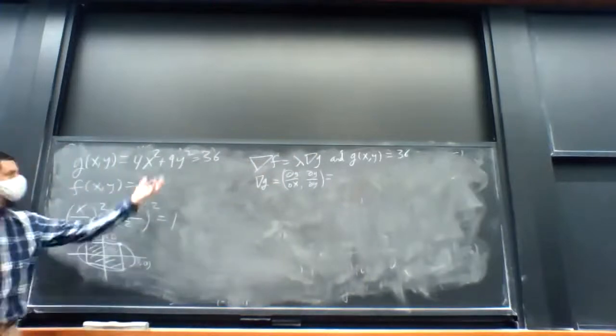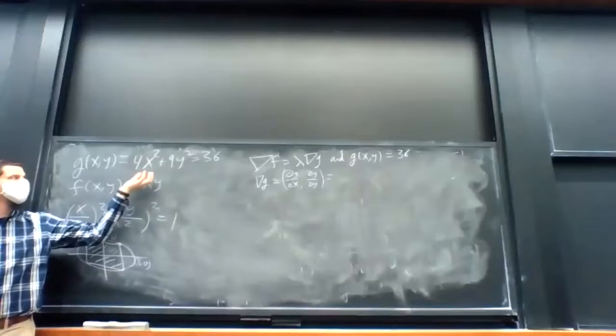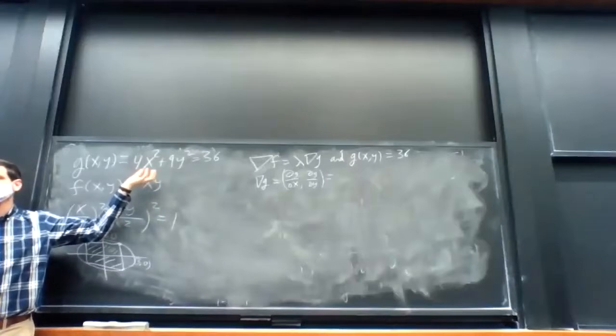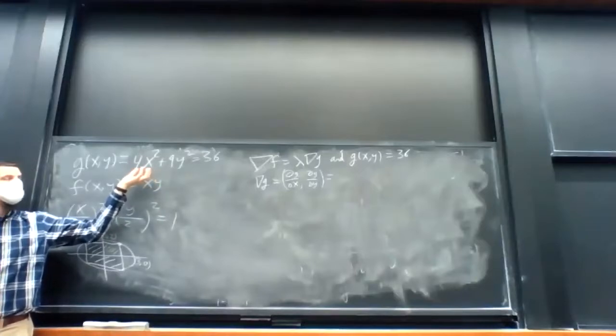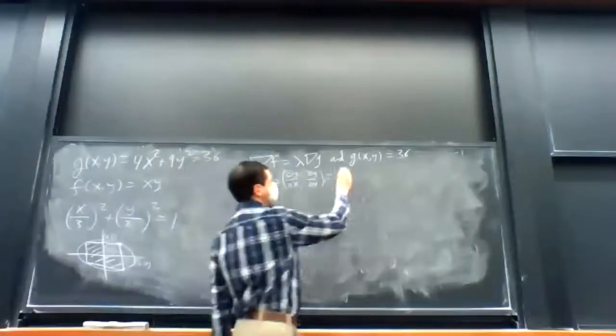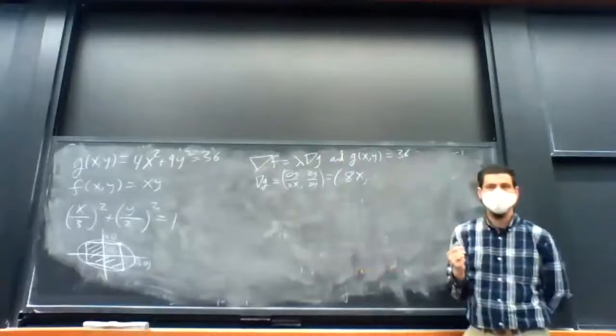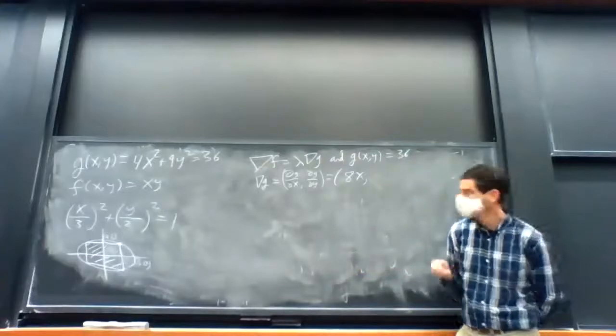So what's the gradient of g? I first take the derivative with respect to x. What's the derivative of 4x squared plus 9y squared with respect to x? 8x. And what's the derivative of somebody else with respect to y? 18y.